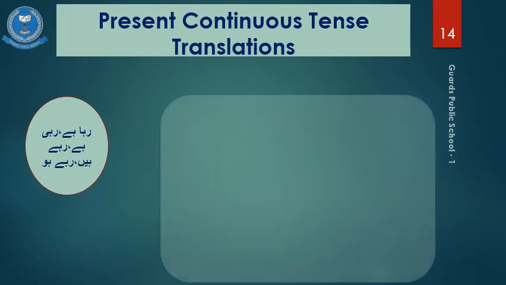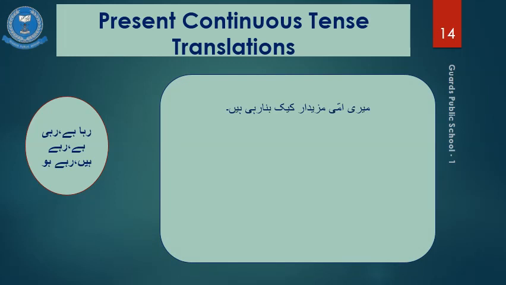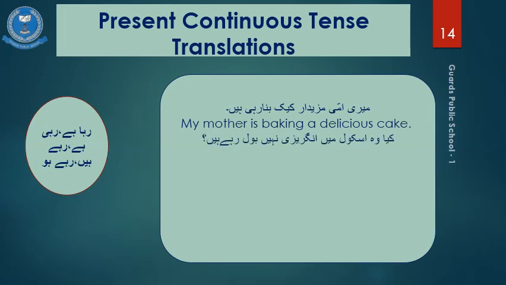Our sentence number one is मेरी अम्मी मज़ेदार केक बना रही है. Our subject is singular, so we will use is and write ing form of verb. The English sentence is my mother is baking a delicious cake. Our second sentence is interrogative. क्या वो स्कूल में अंग्रेजी नहीं बोल रहे हैं? The subject is plural, so we will use are here, and since it's an interrogative sentence, we will write not after the subject and question mark in the end. Are they not speaking English in school? Question mark.